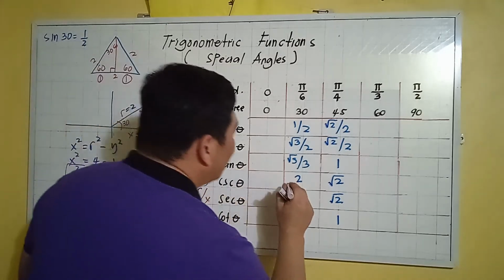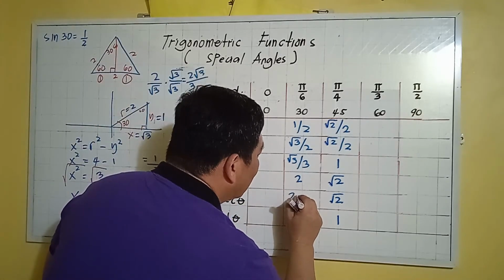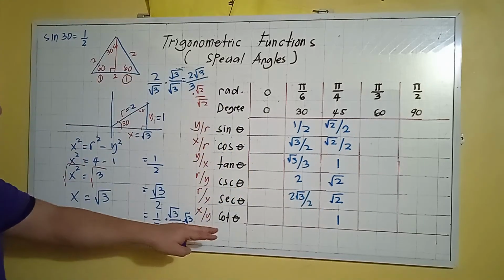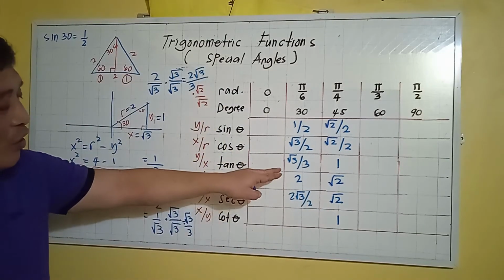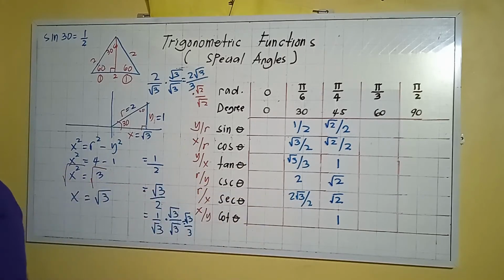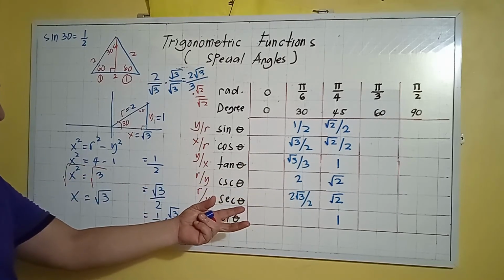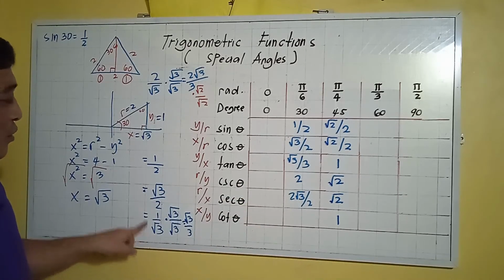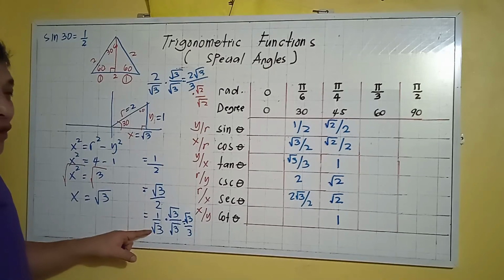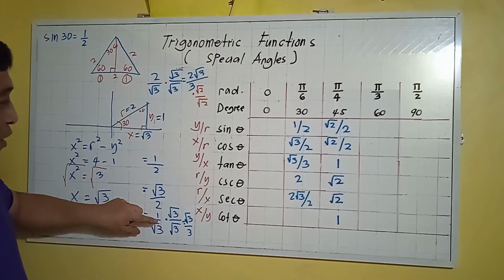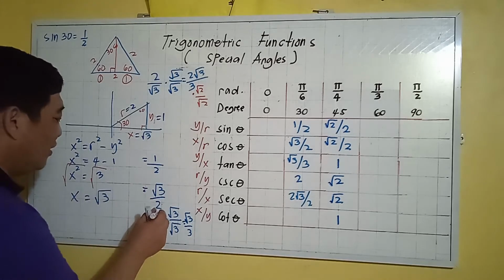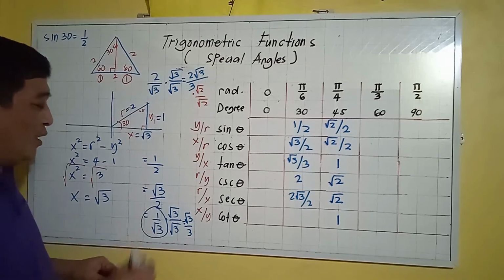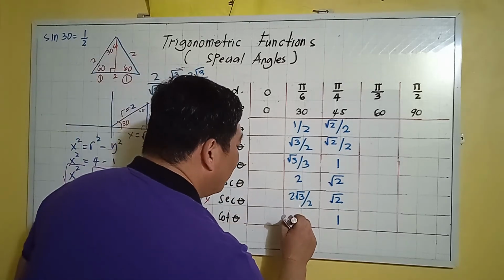Now we have 2 square root of 3 over 2. Cotangent theta, we have square root of 3 over 3. So pagka ni-reciprocal natin yan, mangyayari dyan, is that magkakaroon ng square root dito. So, originally, 1 over square root of 3 siya. Kaya pag ni-reciprocal natin ito, itong 1 over square root of 3, it is square root of 3 over 1. Or square root of 3.